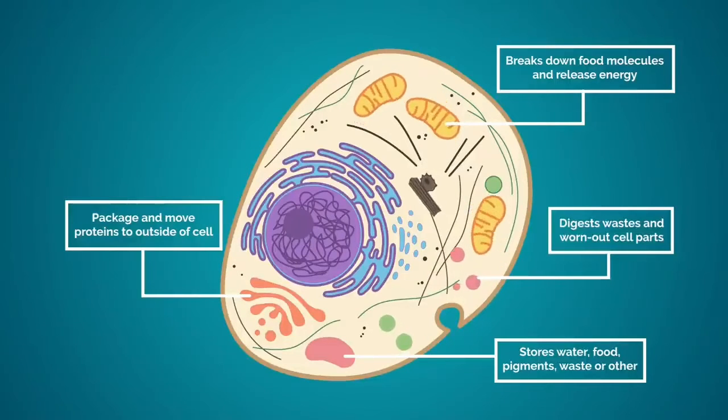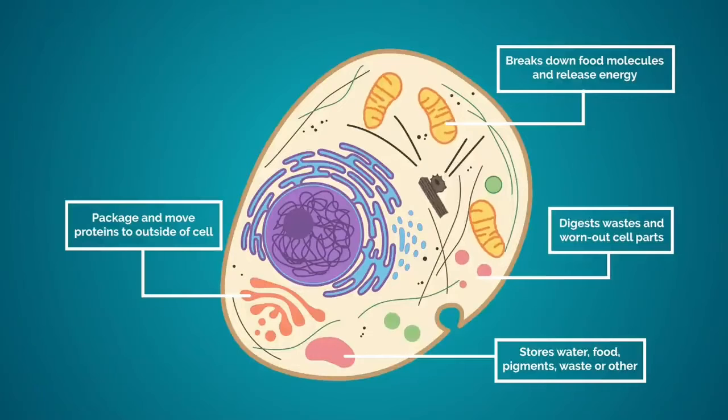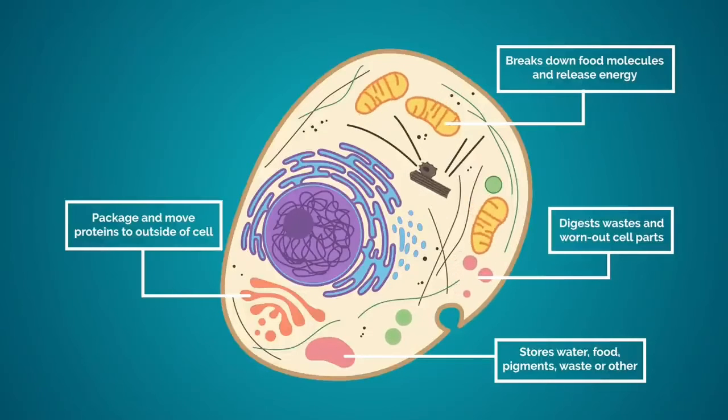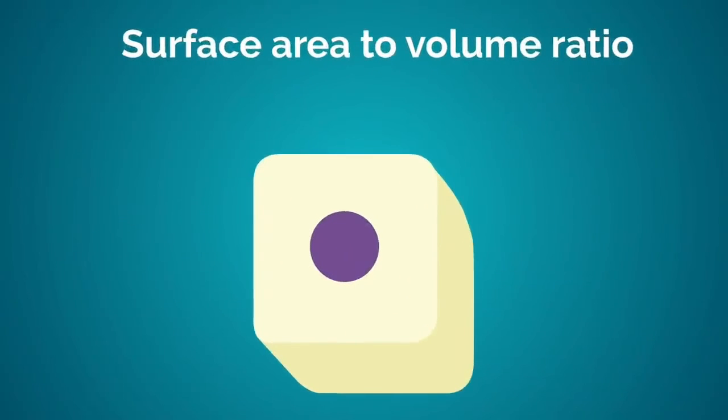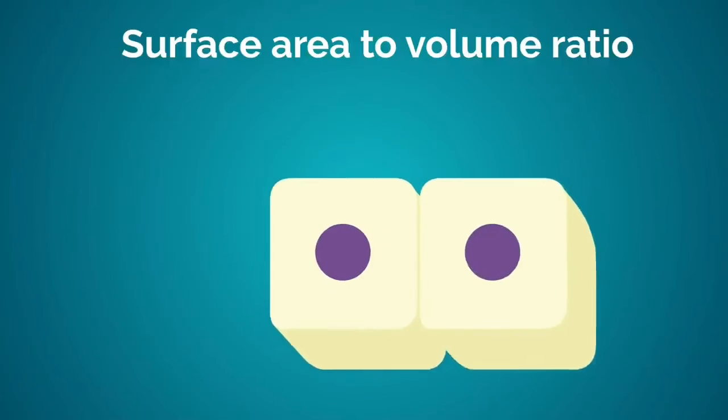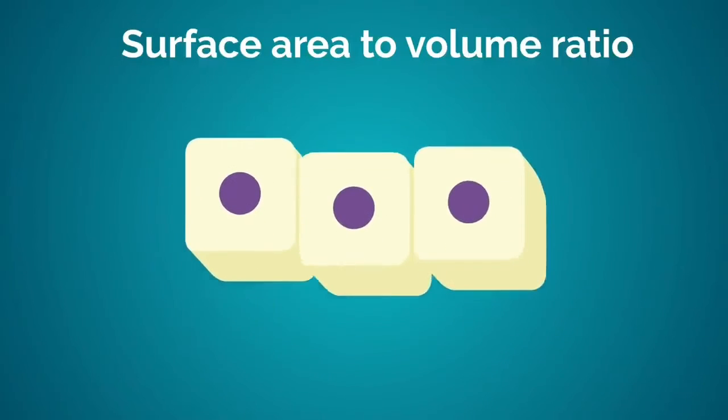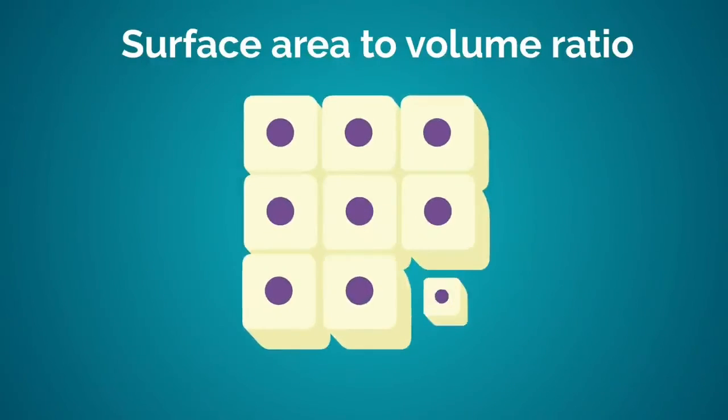But bigger doesn't necessarily mean better. The small size and simplicity is an advantage to prokaryotes. It suits their lifestyle. Being small means they have a large surface area to volume ratio, and so they can easily meet their nutritional needs to grow quickly and multiply rapidly.